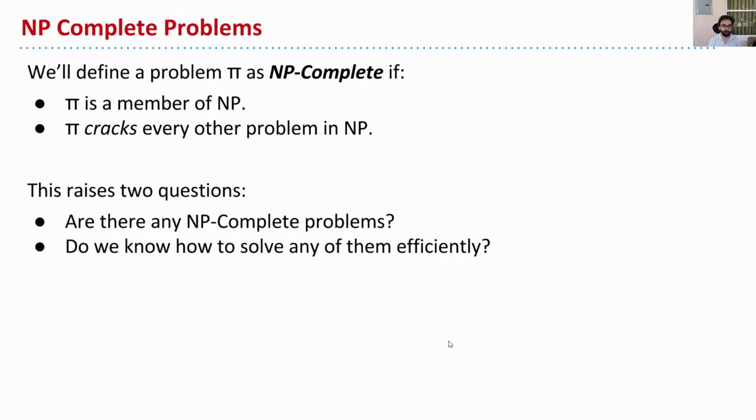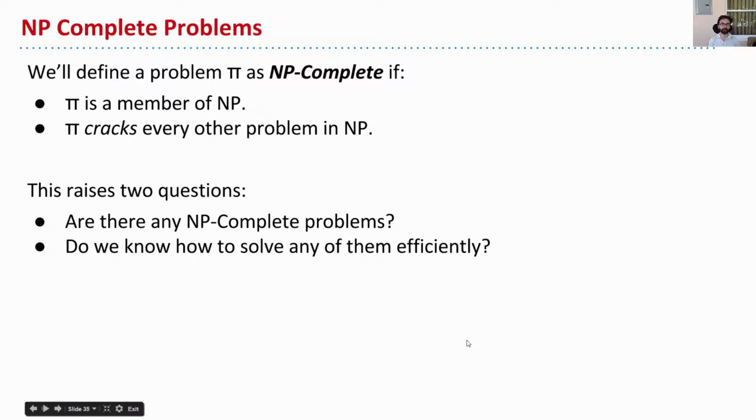Okay? Why would this be useful? We'll get there. But it raises a couple of interesting questions. Are there any NP-complete problems? Do any exist? Is there any problem in the class of all verifiable yes answer problems that can be used to solve any such other problem? And do we know how to solve any of them efficiently?